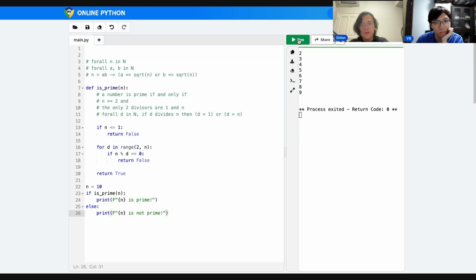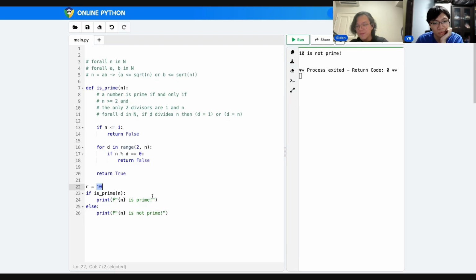Okay, so let's just quickly test this, see if it works. 10 is not prime. You want to give me another number? 9. Not prime. Okay. 7. Prime. Okay, so you should test a few cases, and it should still work for both prime and non-prime.